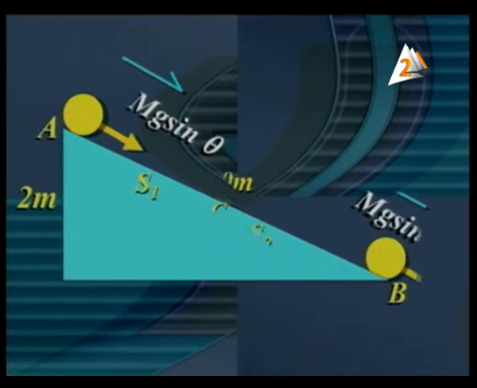Solution. As you see in the figure, AB is the inclined plane of height 2 meters and its length is 10 meters, and we resolve the weight of the body into mg sine theta down and mg sine theta up, and S1 is the first distance, S2 is the second distance, and C is the point where they collide.